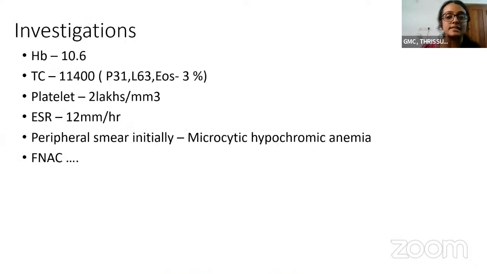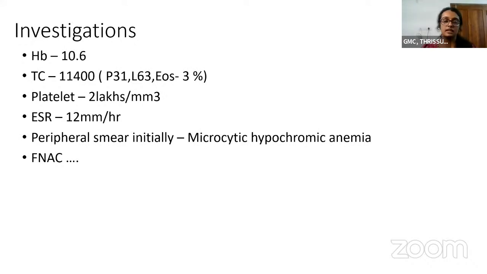And at this point, the investigations showed that the Hb was 10.6. Total count was 11,000, not elevated. Out of this, polymorphs were 31%, eosinophils 3%. Platelets were 2 lakh. ESR was also just around 12. We had done the peripheral smear initially, and that was showing microcytic hypochromic anemia.